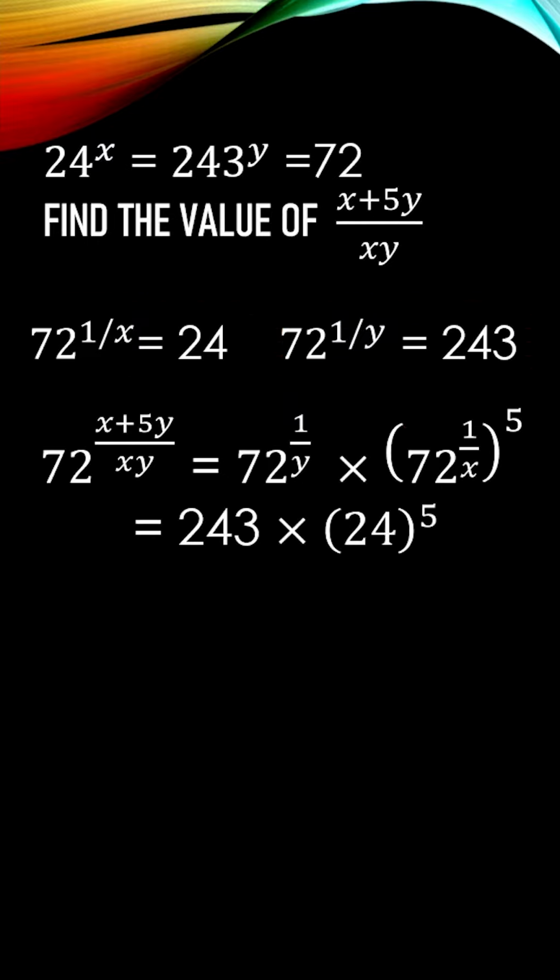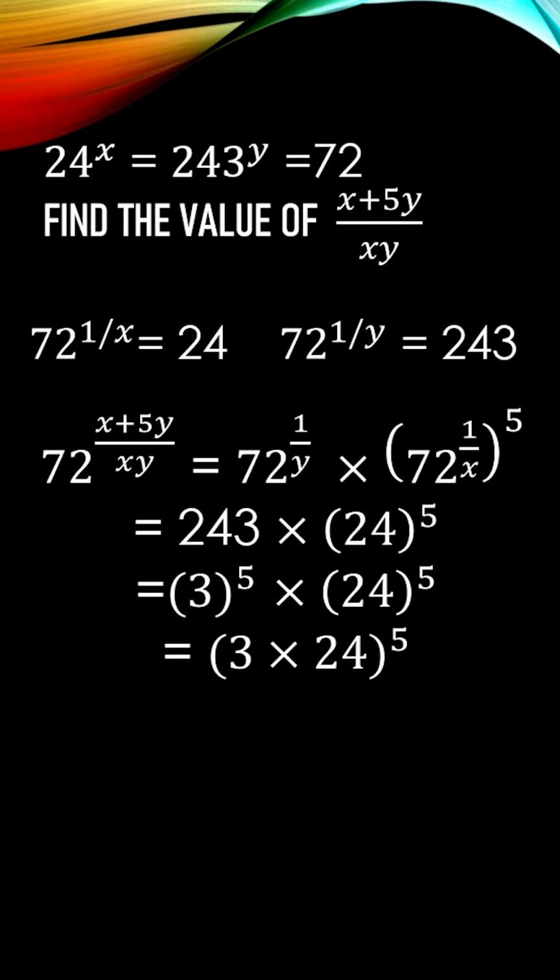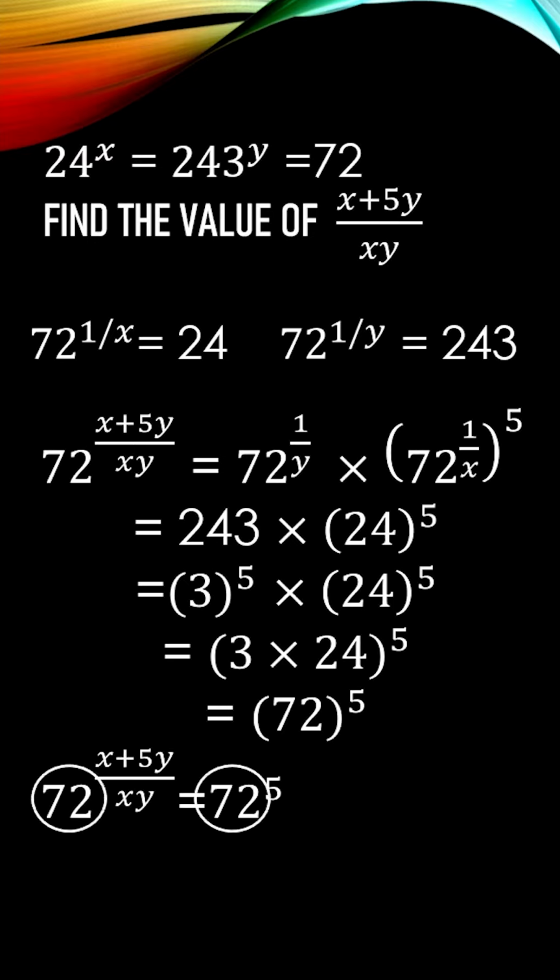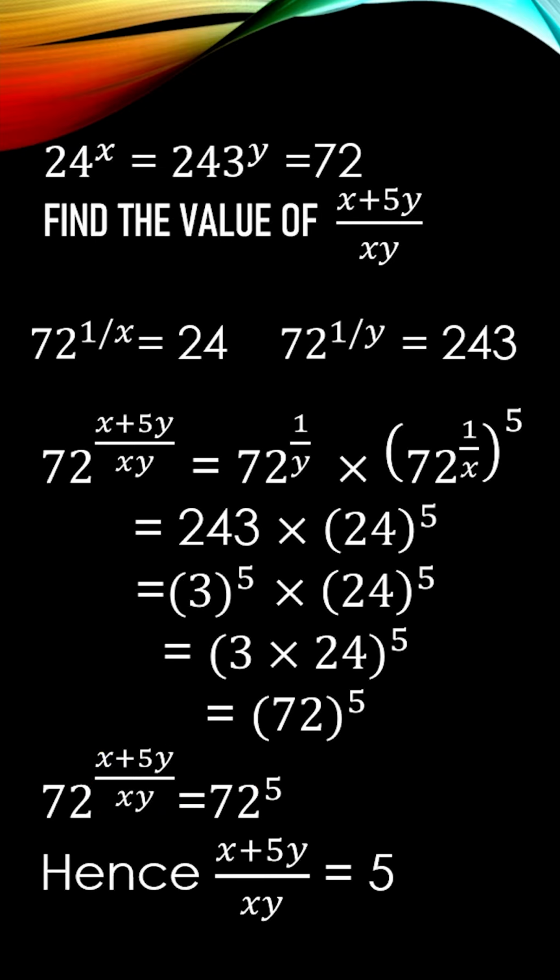Now we recognize that 3 to the 5th power is 243, and 24 to the 5th power is also there. On combining, 3 times 24 to the 5th power is equal to 72 to the 5th power. As the bases are equal on the left and right hand side of the equation, the powers are also equal. Therefore the value of (x + 5y) divided by xy is 5.